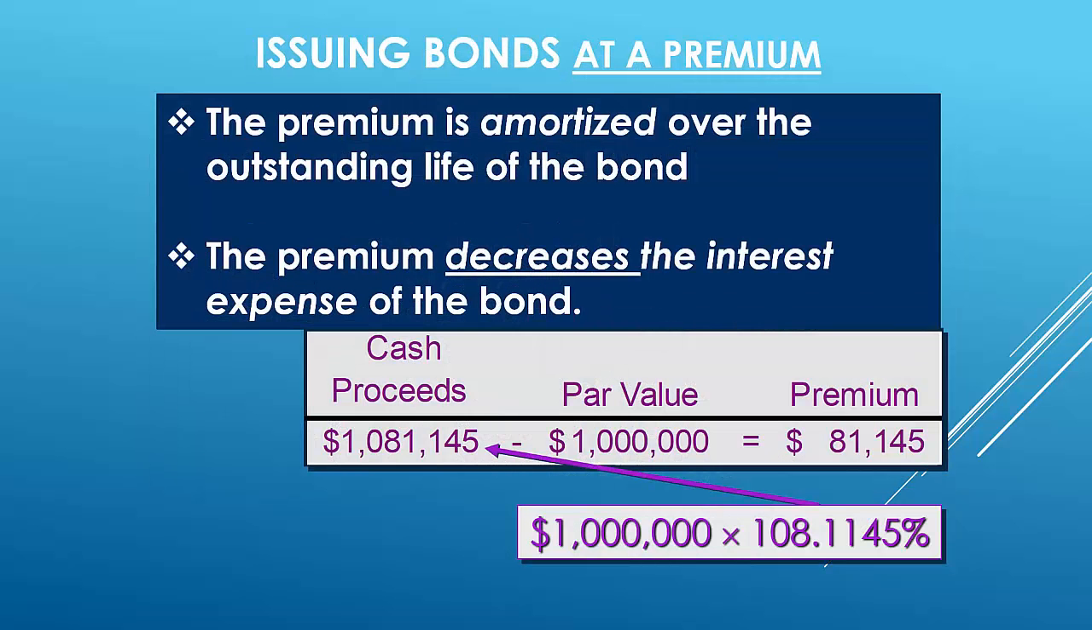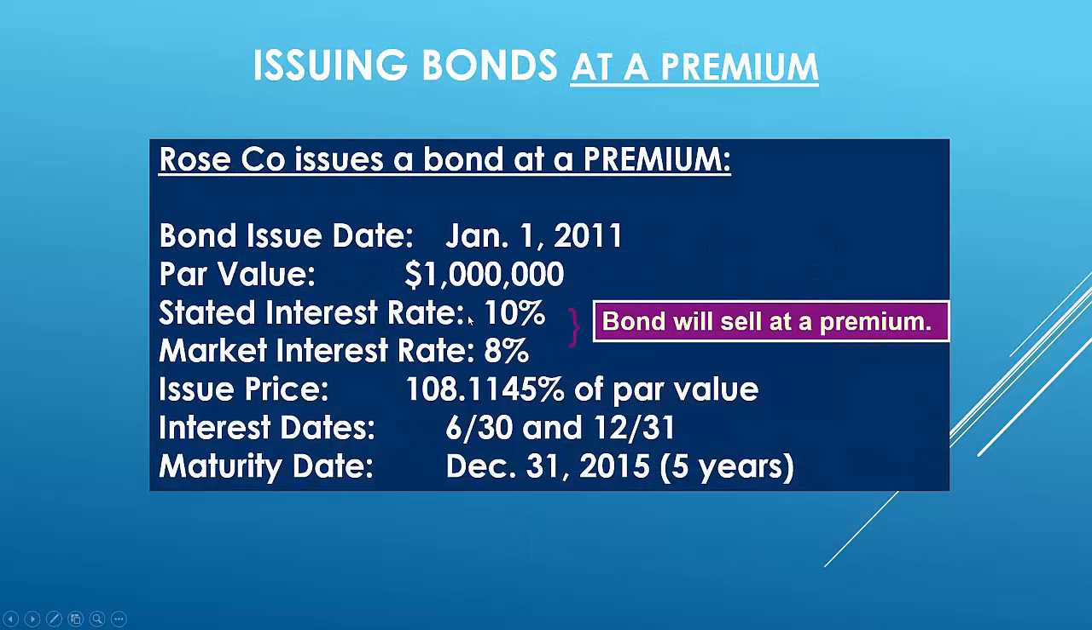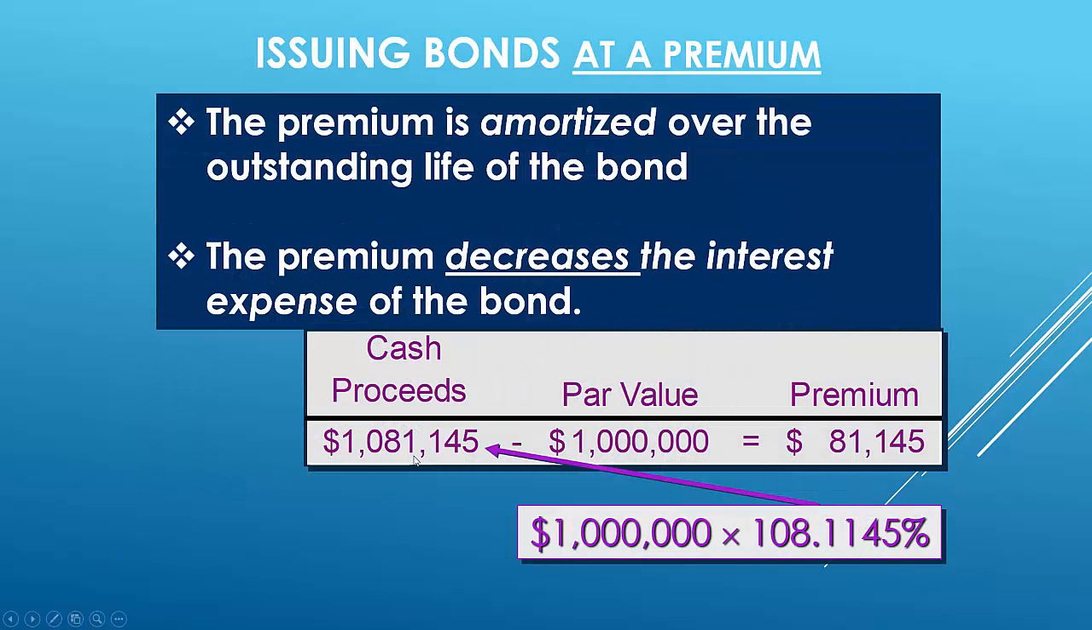Now, you can figure this out too if you were to put that in your spreadsheet. You put in the $1 million and the stated interest rate, which is 10%. The market's only paying 8%. You put in your interest payments of the $50,000, and you'll come up with the fact that the investor in your bond is going to have to pay a little over $1 million to buy that bond. So they're going to pay $81,145 over that. But the good thing for them is that they're going to get a better interest rate, so they might be motivated to do that.